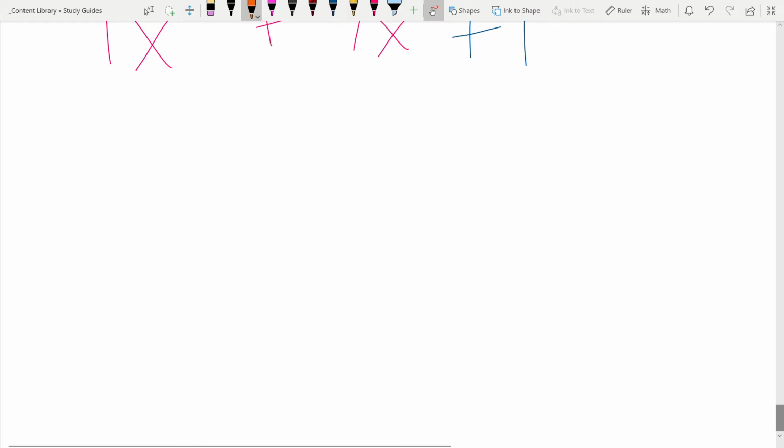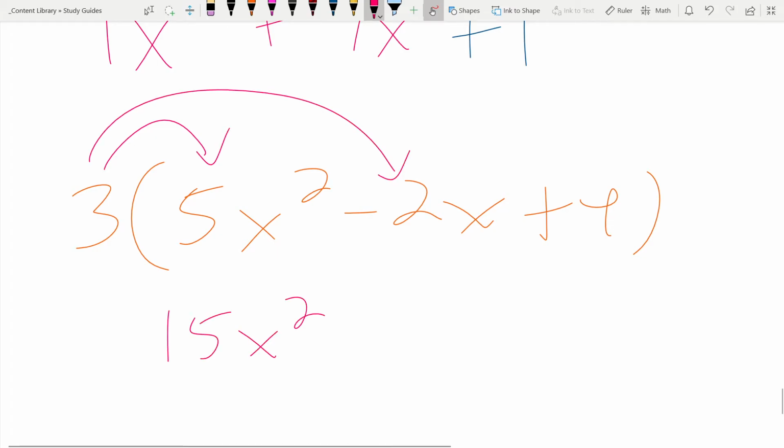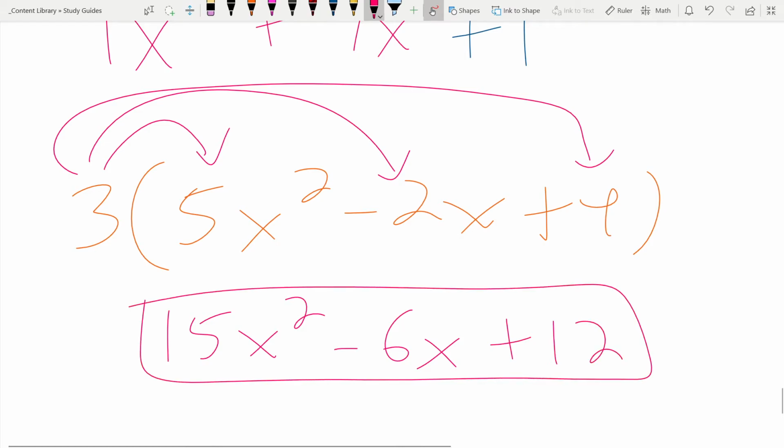Part B wants us to multiply. It says 3 times the function f of x. So we're going to go 3 times f of x, which is 5x squared minus 2x plus 4. So this is just your distributive property. 3 times 5x squared is 15x squared. 3 times negative 2x is negative 6x. 3 times 4 is a plus 12. And then that would be your final answer.